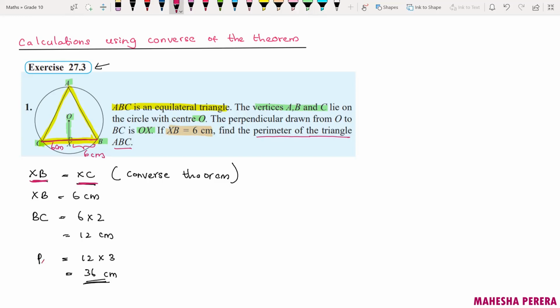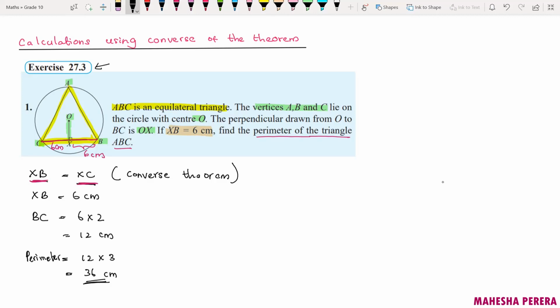Then the perimeter is, P means perimeter, 12 times 3. Why 12 times 3? Because we have 3 sides and this is an equilateral triangle. So definitely we should multiply by 3 because all 3 sides are equal. So the answer should be 36 centimeters.